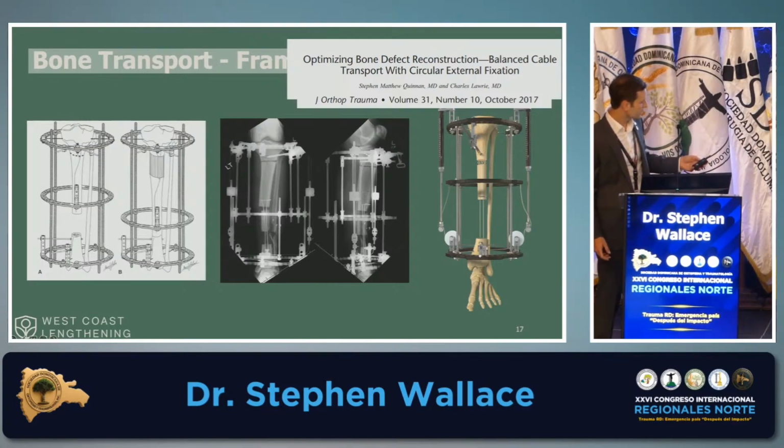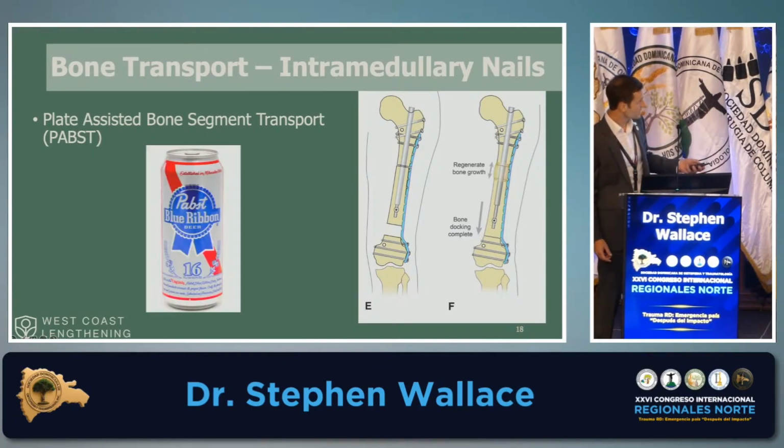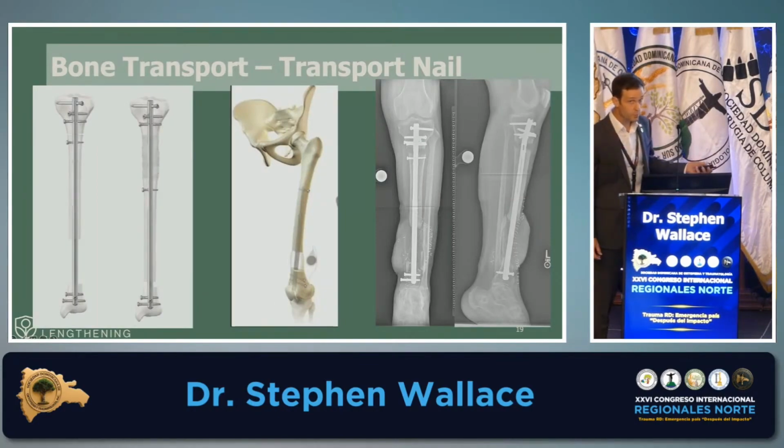The problem with these traditional techniques are very related to an external fixator, and I'll show you some tricks later. The second option is this plate-assisted bone segment transport, where now your length stable is through this plate across, and you're transporting with a motorized nail. So this is termed PABST, which is a common, very cheap beer in the United States. And then you have your transport nails, which have a slot in them and motorized to transport a segment straight, but maintaining length stable there.